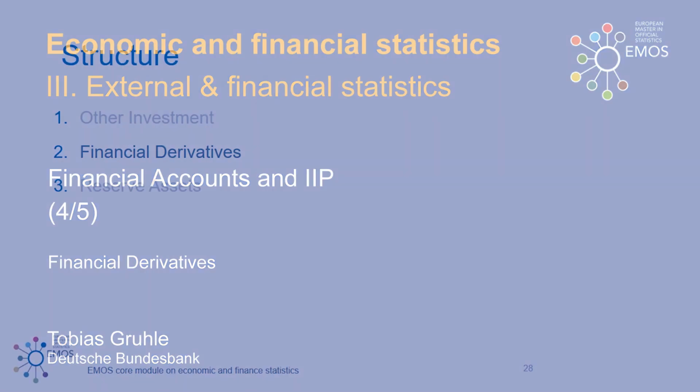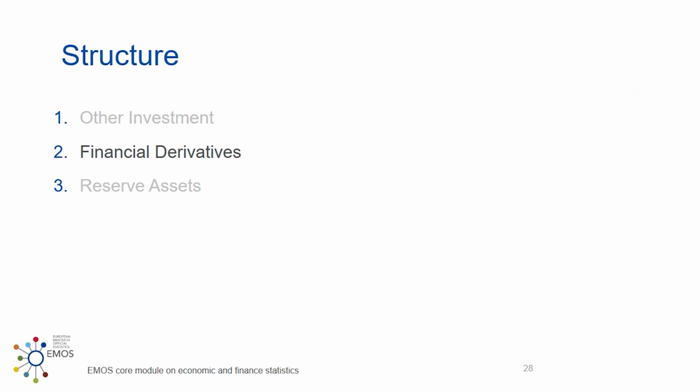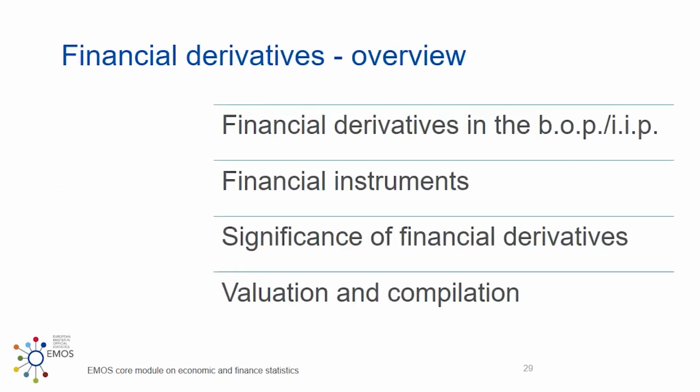And the next functional category that we're going to cover in this part of the lecture is the one of financial derivatives. So this is the overview for the functional category of financial derivatives, and we are going to follow a similar structure as we did previously for the functional category of other investment. But there are two crucial differences here.